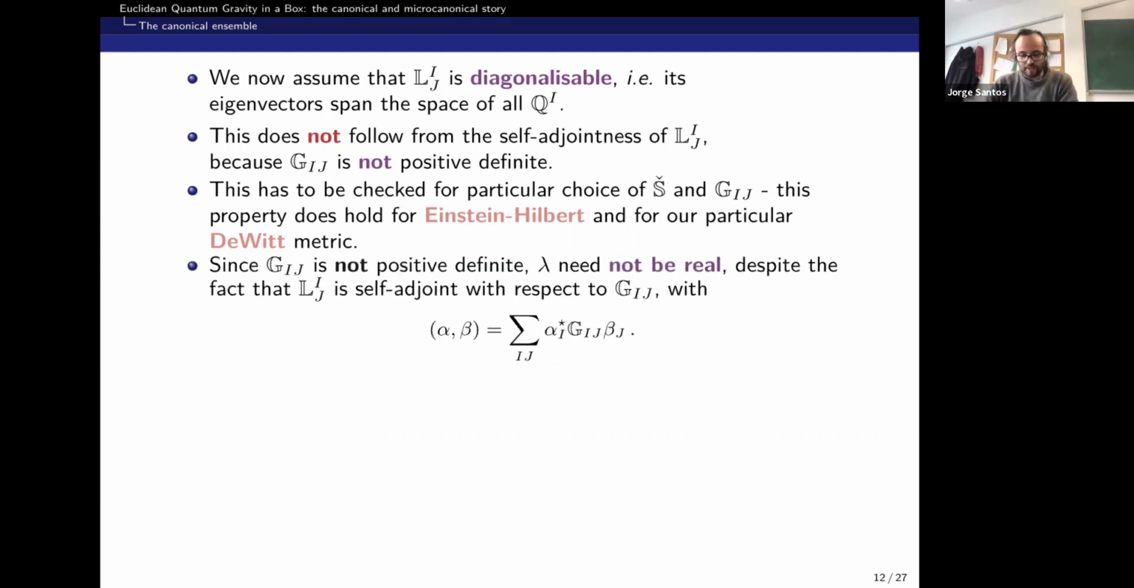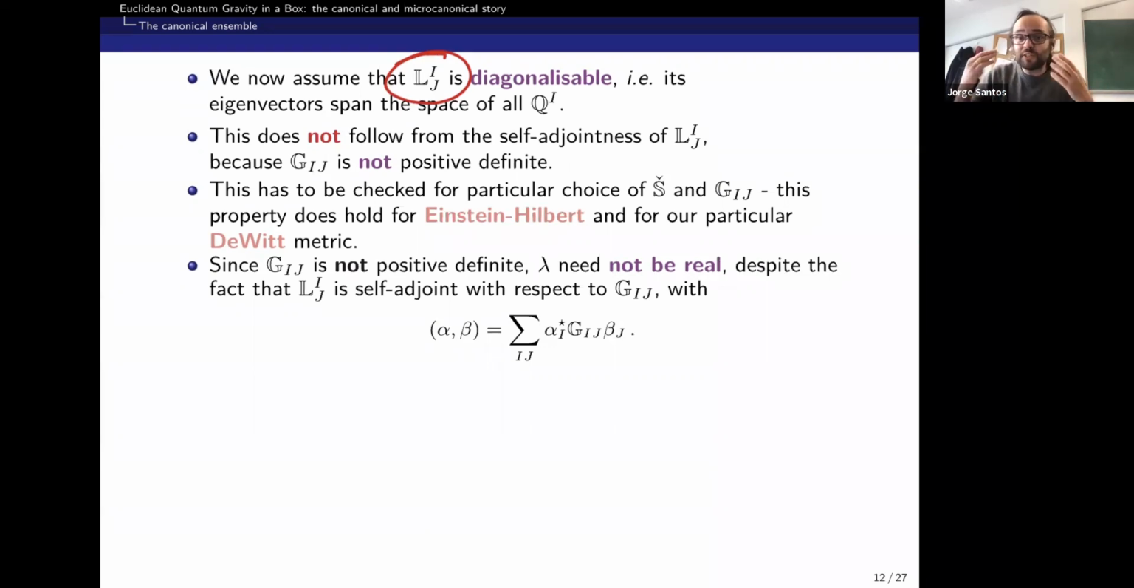Now, remember that the metric that we chose is not positive definite. And that's why the eigenvalues of L can in general be complex. This might look strange, because usually we think that if we have an operator that is self-adjoint, then it will have real eigenvalues. But careful with that statement. It has to be self-adjoint with respect to a positive definite metric. If it's not positive definite, it's not true at all that the eigenvalues have to be real.